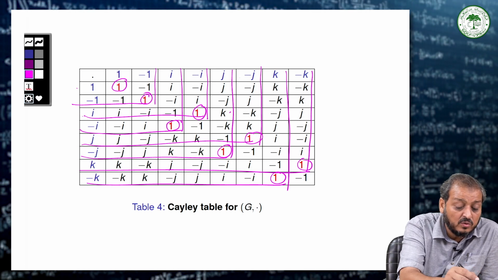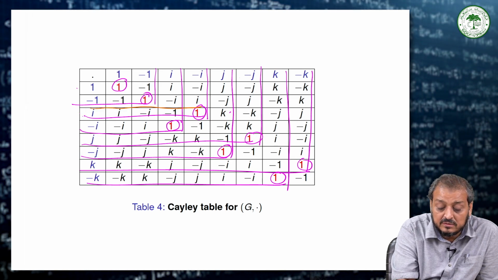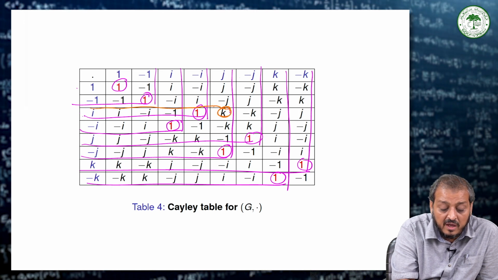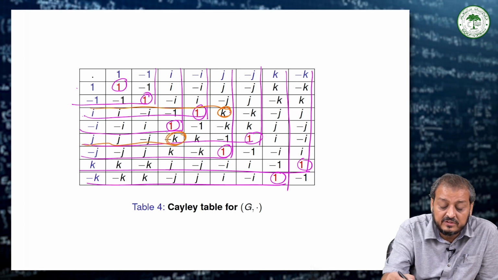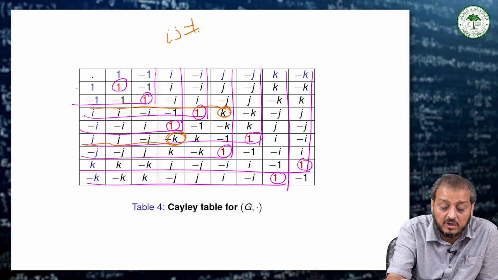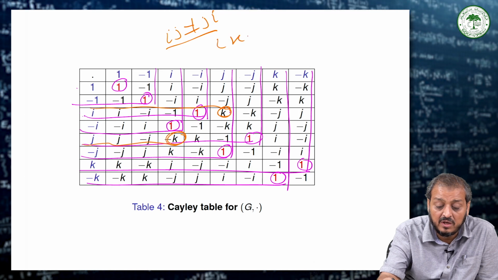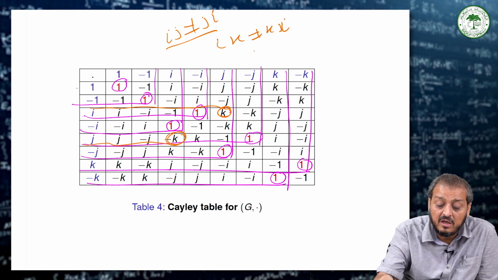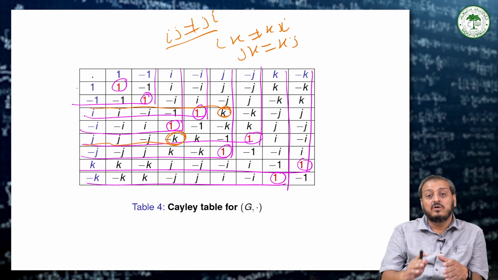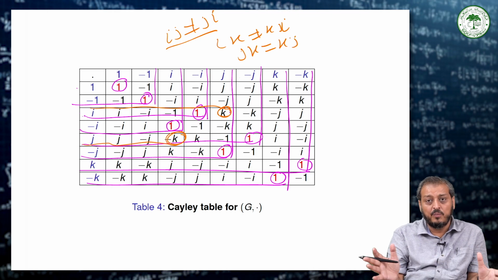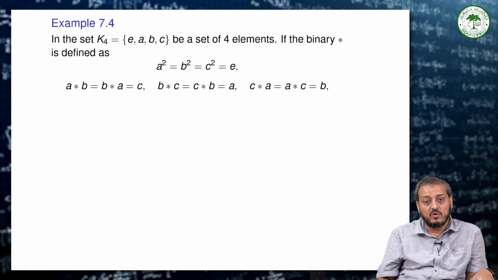but j into i, we have to take i into j is equal to k, and then we take j into i is equal to minus k. So we simply say that i into j is not equal to j into i, so it's not a commutative condition. Similarly, we can say that i into k is not equal to k into i, and j into k is not equal to k into j. So this quaternion group is a group, but clearly it is not an abelian group.